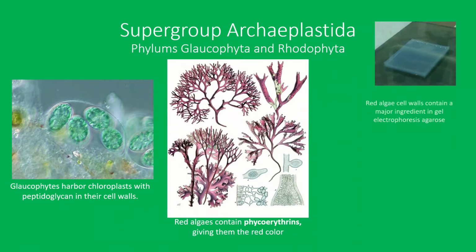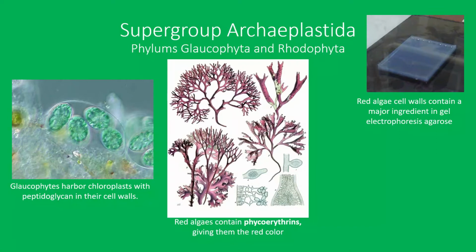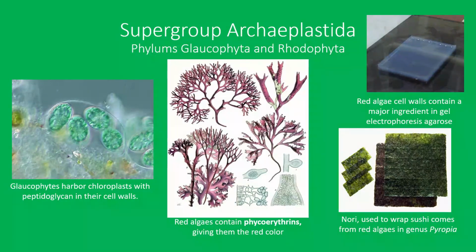Red algae cell walls contain agarose, used to help make gels for gel electrophoresis, a technique used to separate genetic material and identify known from unknown DNA. In addition, for you sushi lovers, nori is a seaweed used to wrap sushi, the raw fish around the sushi, and other Japanese cuisine, which derives from the genus Pyropia.